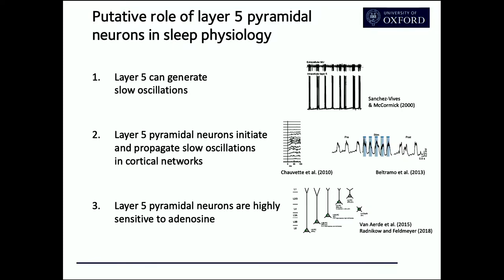And we wanted to take this into an animal model, and we were looking for a cell population which might be suitable for intervention. We chose layer 5 pyramidal neurons for various reasons. First of all, layer 5 pyramidal neurons are the main output from cortex. But then layer 5 has also been shown to generate the slow oscillation in this work by Sanchez-Vives and McCormick. Layer 5 pyramidal neurons initiate and propagate slow oscillations in cortical networks. And it is known that layer 5 pyramidal neurons are the most sensitive cell population in cortex to the somnogen adenosine. So we think if we want to investigate the effects of a cortical manipulation on global sleep regulation, layer 5 pyramidal neurons are a good candidate cell population.